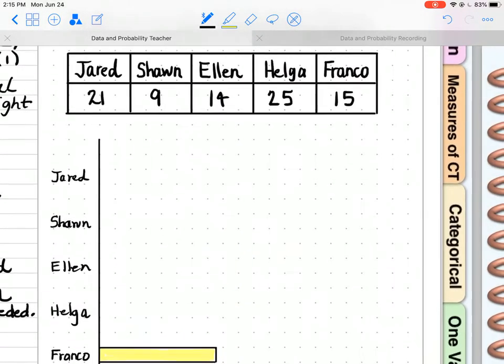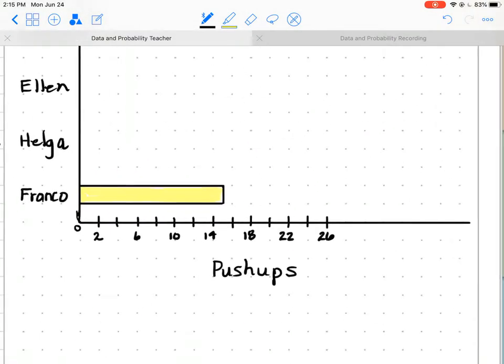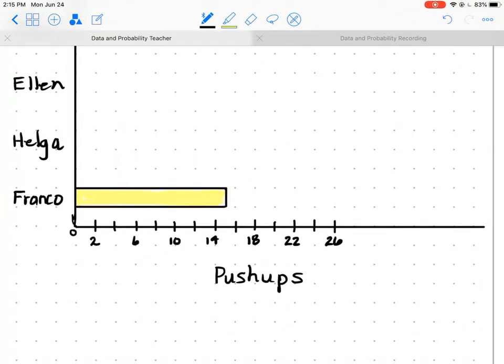Okay, Helga was our winner on this contest, and she's going to go all the way out to 25. So I don't want to go to 26, and I just did, didn't I? Let's start here. That's a little bit easier. So here is this one, and go this way. So there's 25 for Helga.